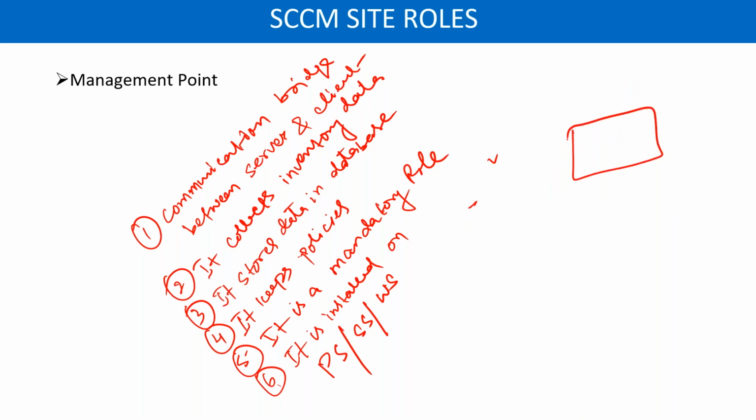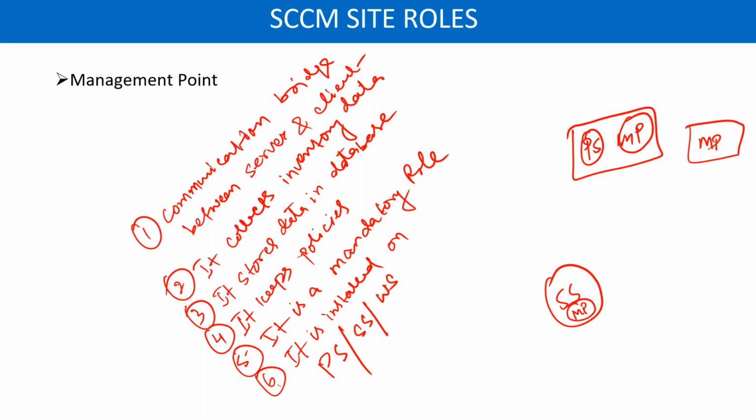So suppose you have a primary site. On this primary site, you install the management point on the same server. Or you can install this on a secondary site. The management point is installed on a secondary site as well. And if you would like to install one more additional management point, you can have another Windows server and install the management point on that one as well.